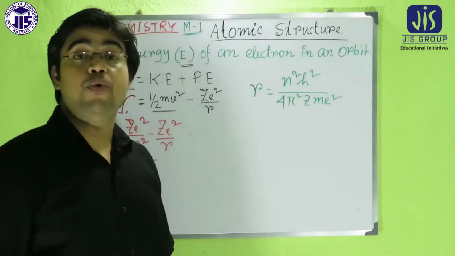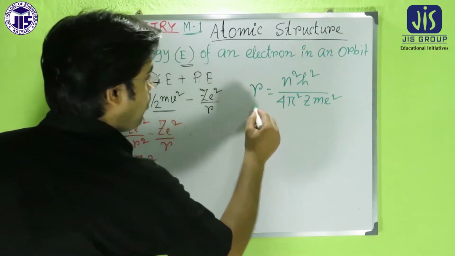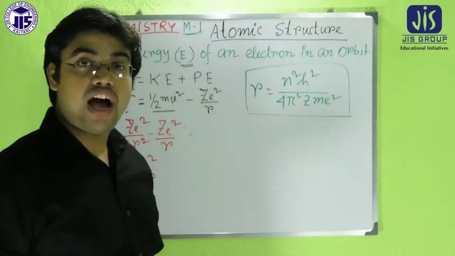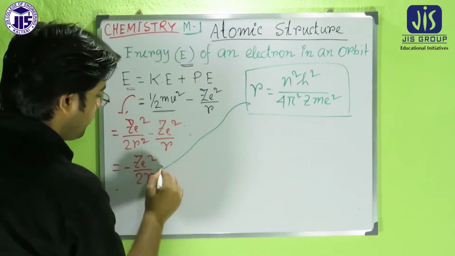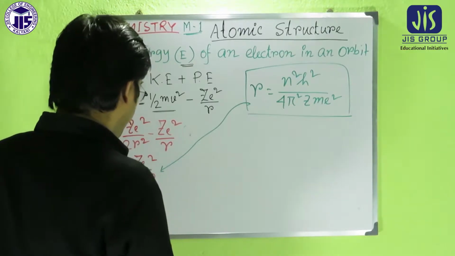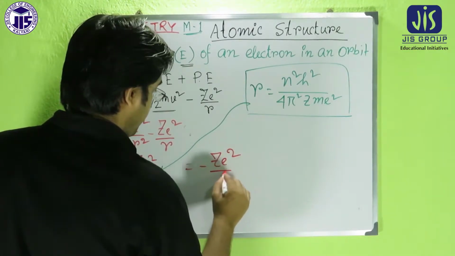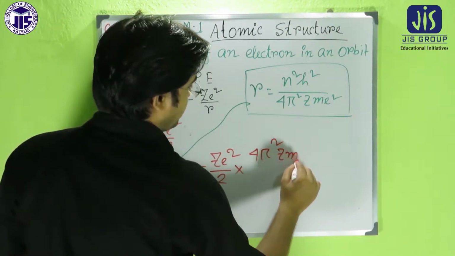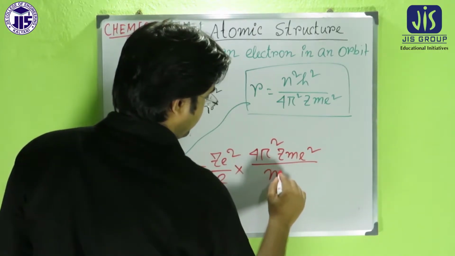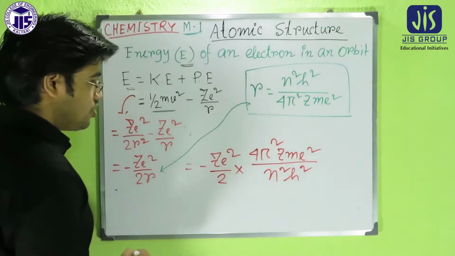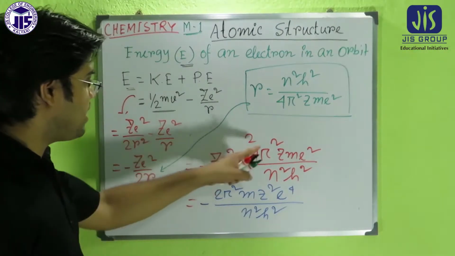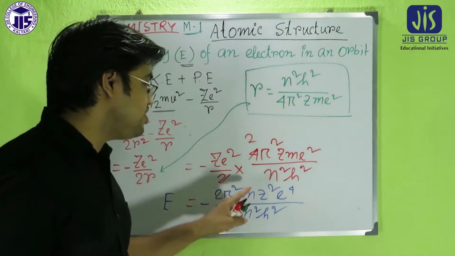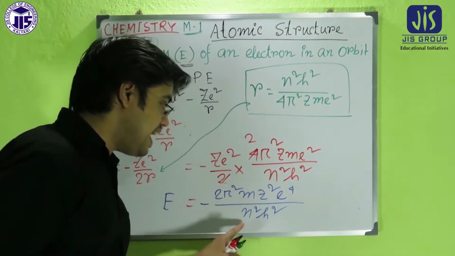Okay, now we will put the value of r. We already calculated the expression of r. Now here we will put the expression of r, and that will be minus Z e square by 2 into 4 pi square Z m e square divided by n square h square. So now finally what we'll get from that equation is energy equals minus 2 pi square m Z square e to the power 4 divided by n square h square.